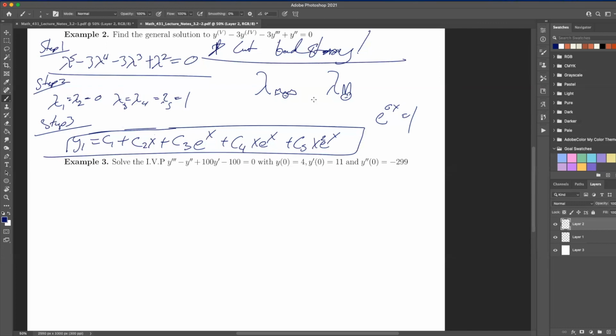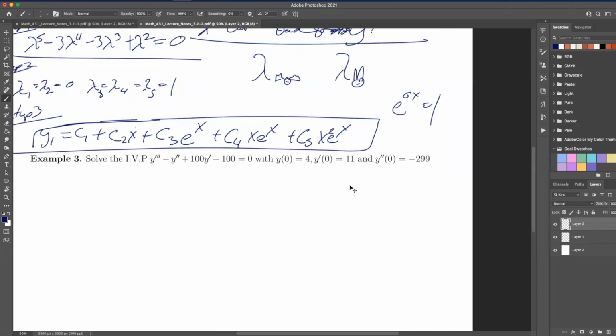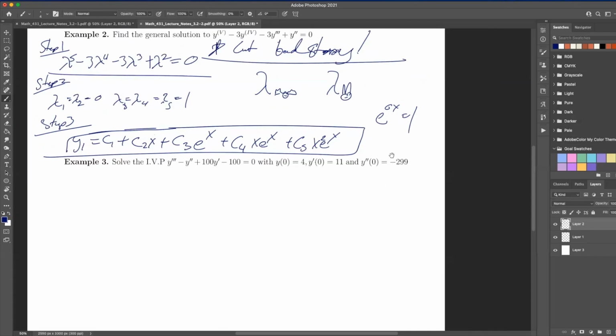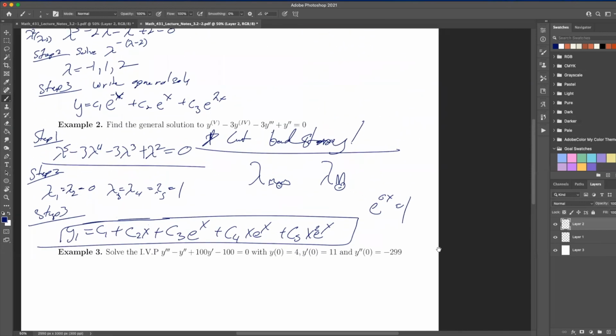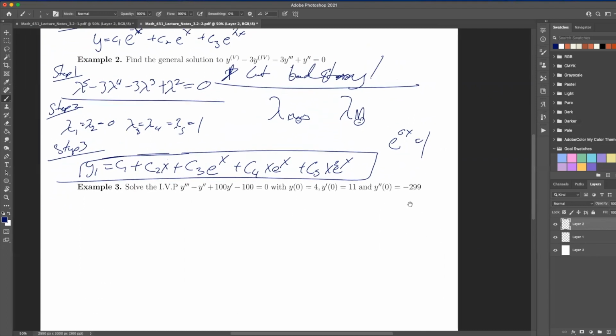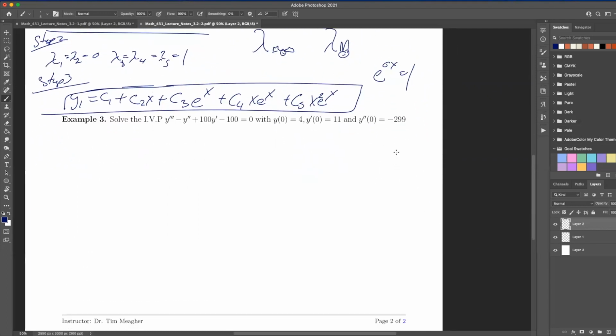So any other questions on how I produced any of the first two solutions? This one's a lot more straightforward. All right, so let's do an initial value problem, and we'll actually end on this one. I'll have something to teach you next time.